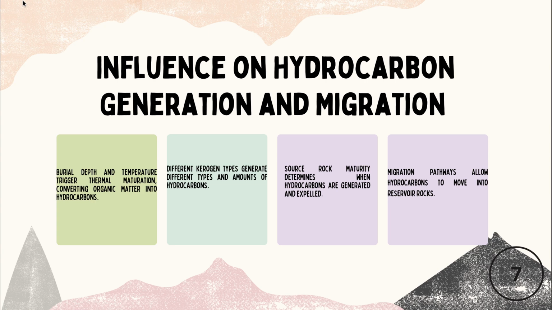The influence of the source rock on hydrocarbon generation and migration is that burial depth and temperature trigger thermal maturation, converting organic matter into hydrocarbons. This organic matter, before it becomes hydrocarbons, is called kerogen. Different kerogen types generate different types and amounts of hydrocarbons. Source rock maturity determines when hydrocarbons are generated and expelled, thus allowing the migration pathway for the hydrocarbons to move into the reservoir rock.